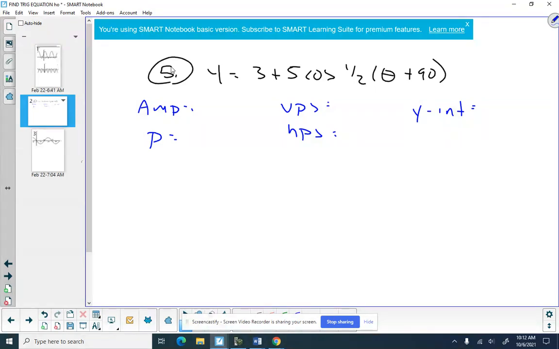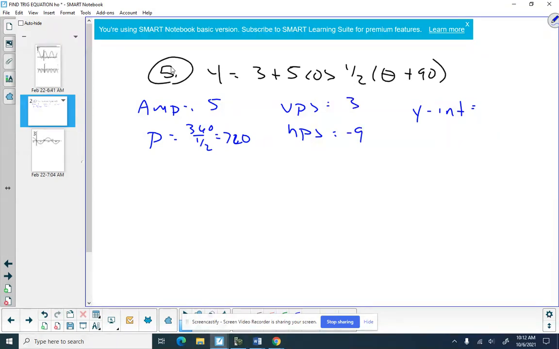Okay, first off, the amplitude and period. Kyrie, what do you have for the amplitude? 5. What do you have for the period? Okay, 360 divided by a half, we get 720. That is correct.